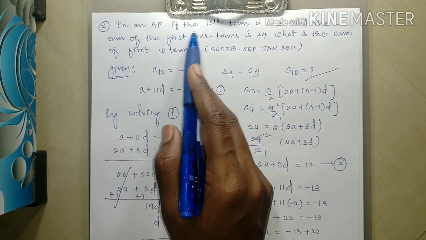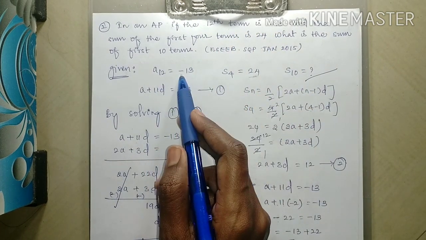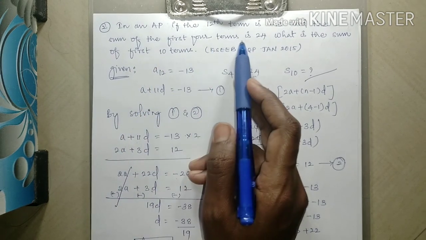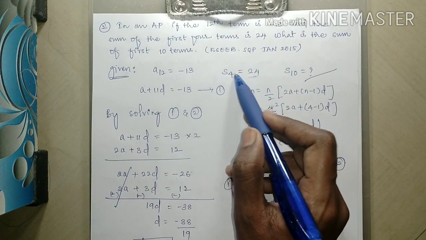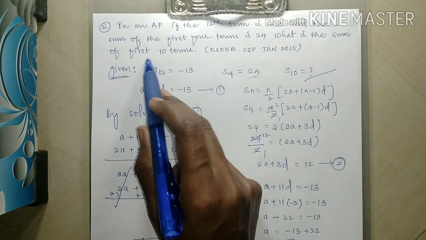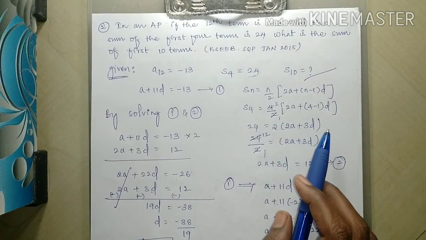Here the 12th term is minus 13. So that is A12 is equal to minus 13. Sum of the first 4 terms, that is S4, is equal to 24. So you have to find the sum of the first 10 terms, that is S10 is equal to question mark.